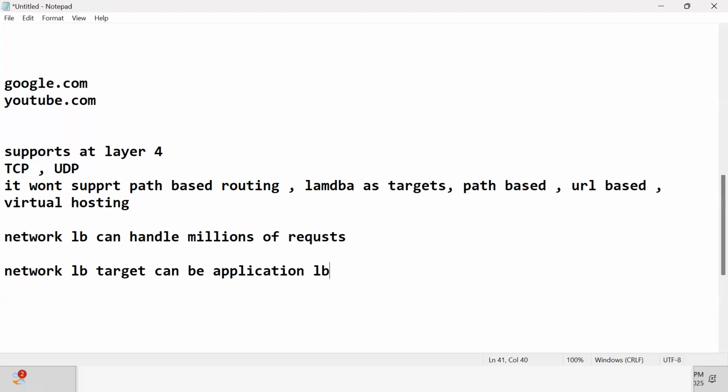The network load balancer can handle millions of requests, and in the backend we can redirect those requests to the application load balancer. In which use case would you suggest this to the client? When we are getting millions of requests, even in seconds, but our application may not be that scalable.